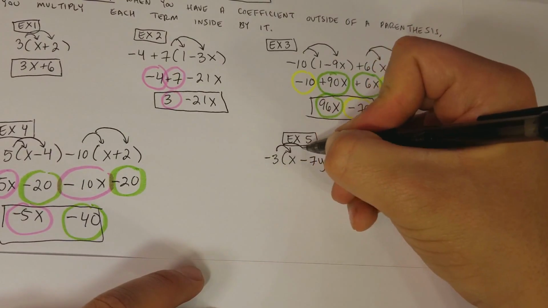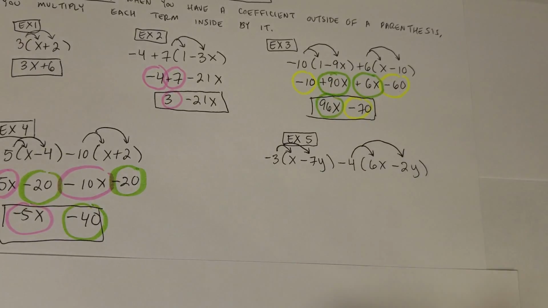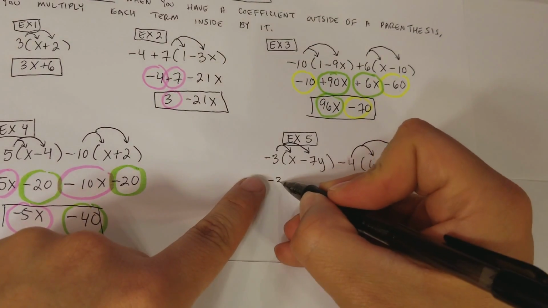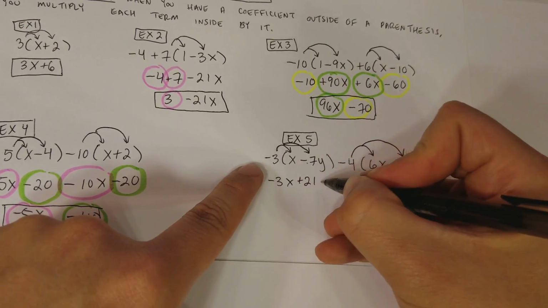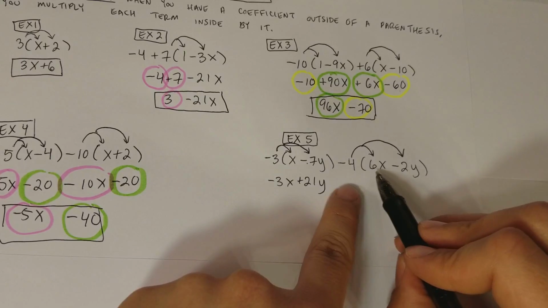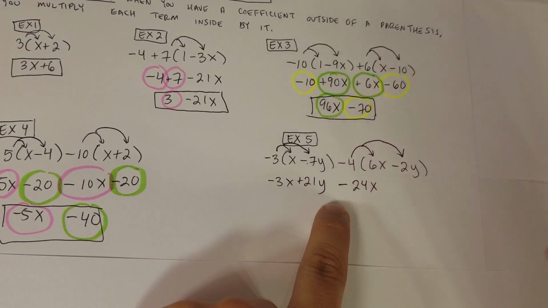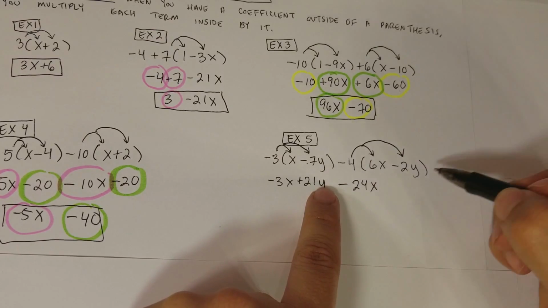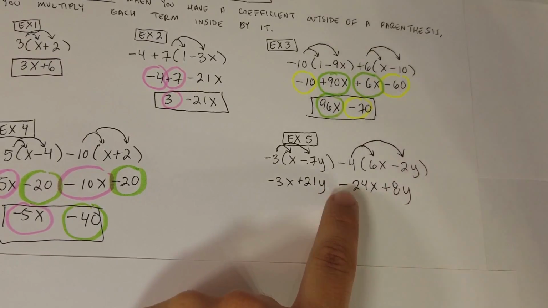-3 in the front, so distributive property. We have a -4 in the front of this parentheses, distributive property. Don't forget to draw your arrows. So negative 3 times x is negative 3x. Negative times a negative is a positive. That's going to be a positive 21y. Negative times a positive is a negative, so that's a negative 24x. Don't forget the x. Negative 4 times negative 2y gives me a positive 8y.